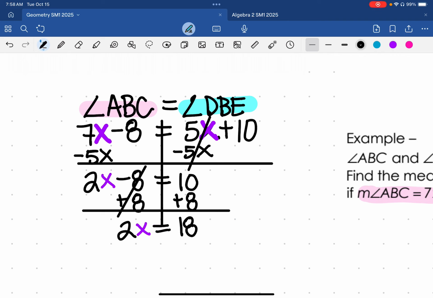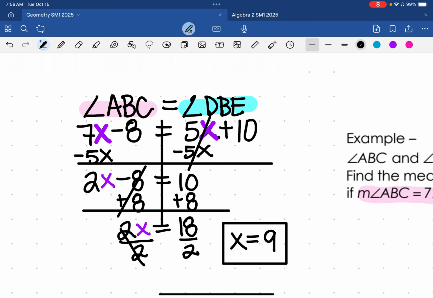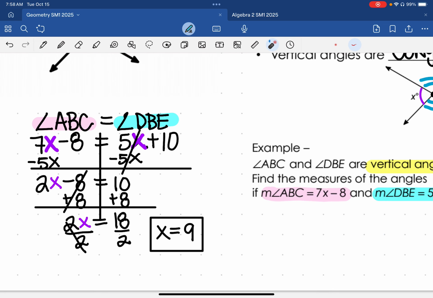Combining 10 plus 8 is 18. Dividing by 2. There's my answer. And of course, as always, if I wanted to know what each of the measures were, I could come in and plug that in.